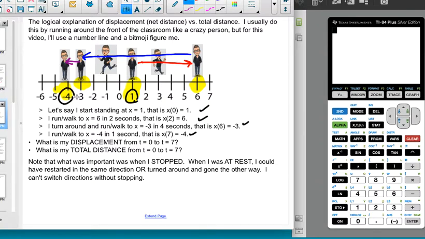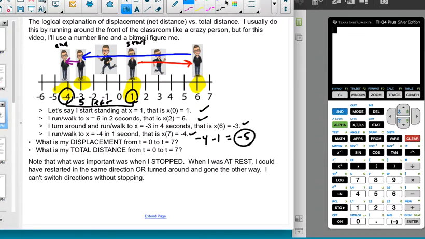Well, I started at the position of 1. I ended at the position of -4. So my displacement is -4 minus 1, which is -5, right? That's my displacement. And that makes sense because if you look, I ended up 5 units to the left of where I started, right? This was start. I ended here. That was end. I ended up 5 units to the left, hence my displacement is -5.